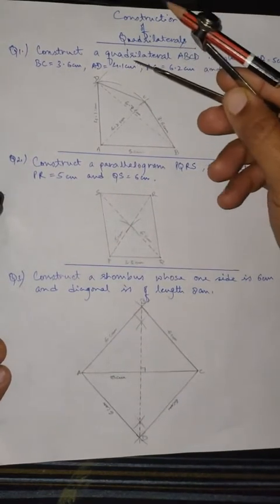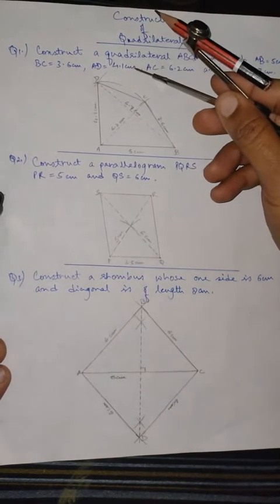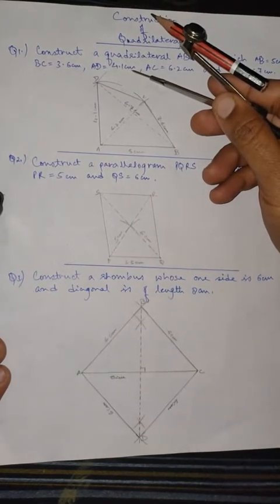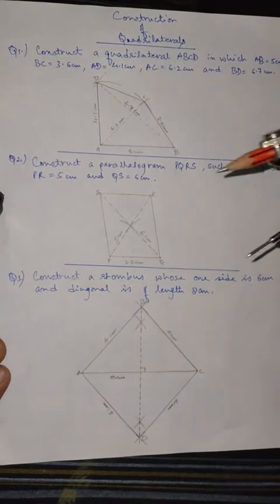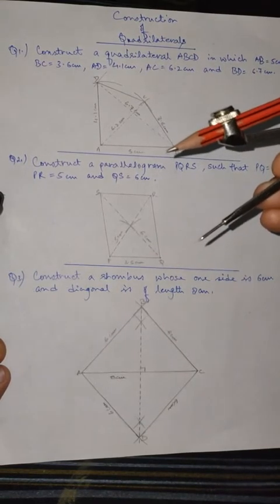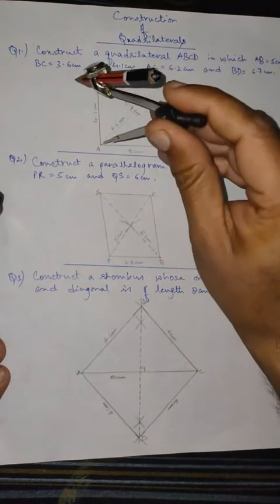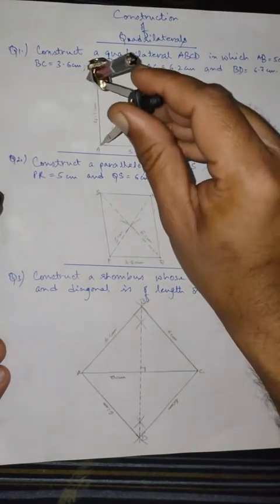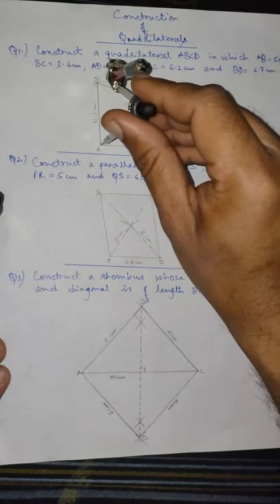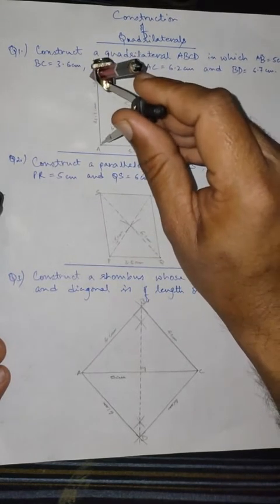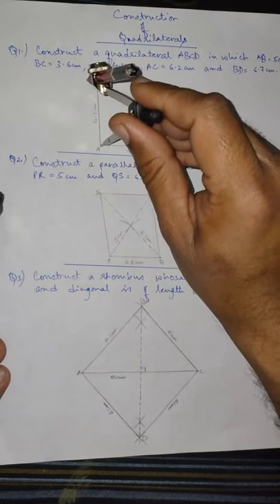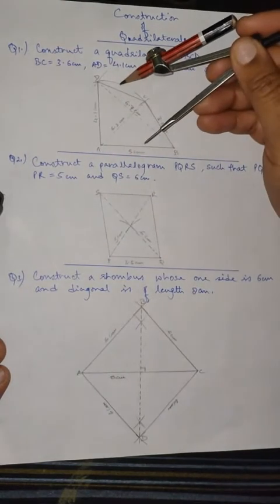Similarly, AD, which is the third side, is given as 4.1 centimeters. I again measure the distance between the pointer and the pencil, that is the radius, as 4.1 centimeters, and by placing the pointer at the vertex A, I make an arc of 4.1 centimeters over here. So this is the arc of 4.1.